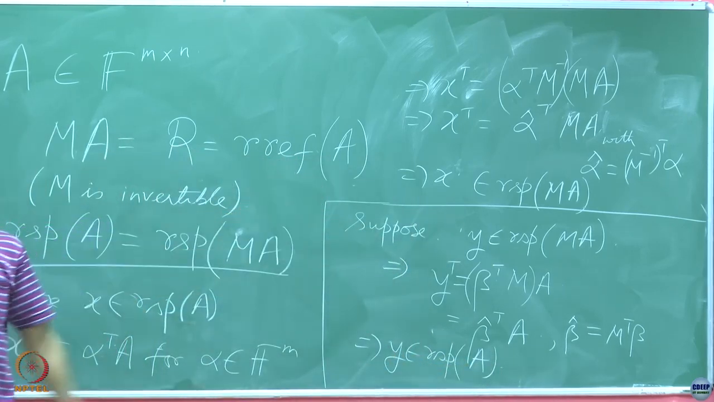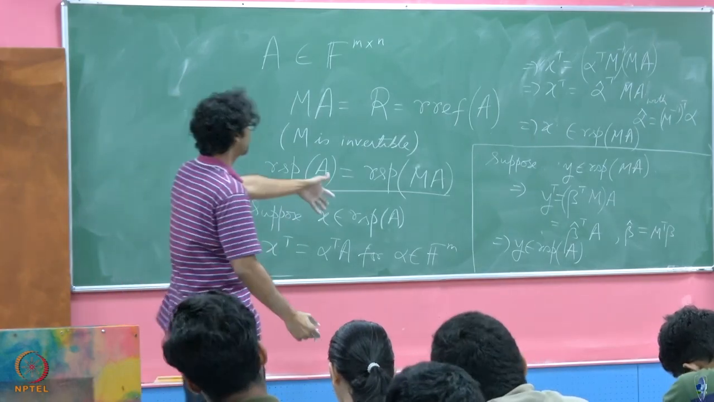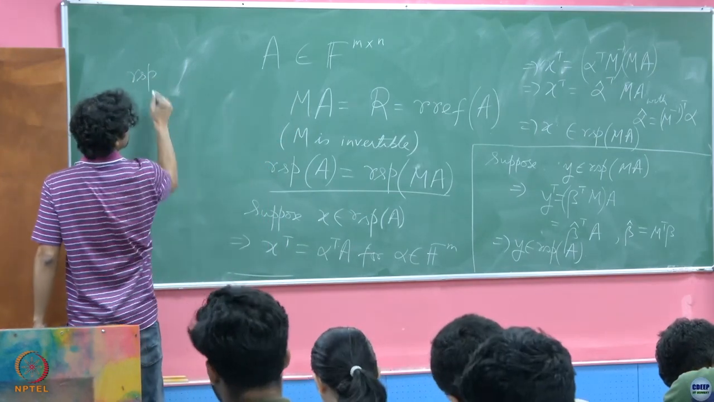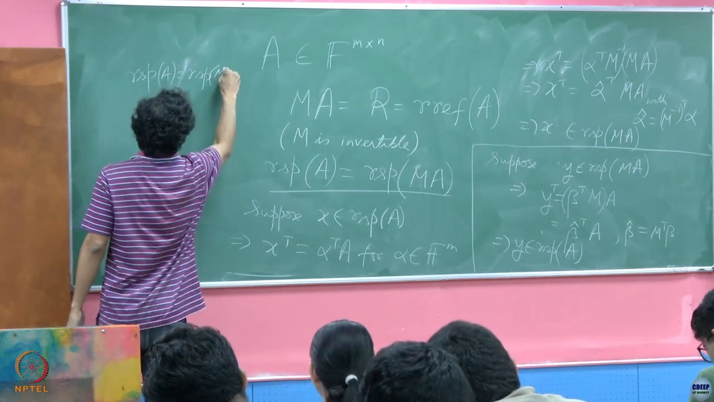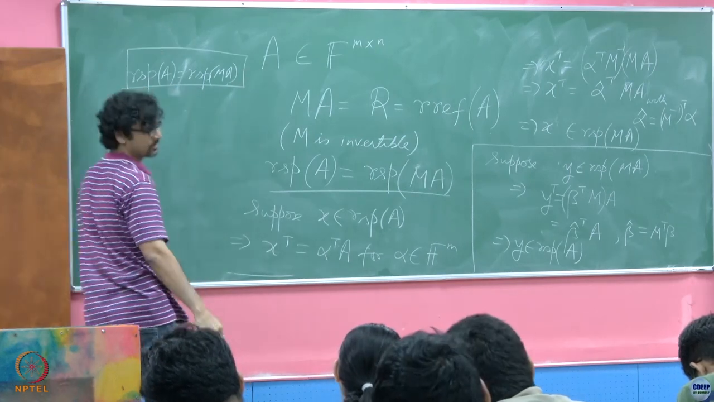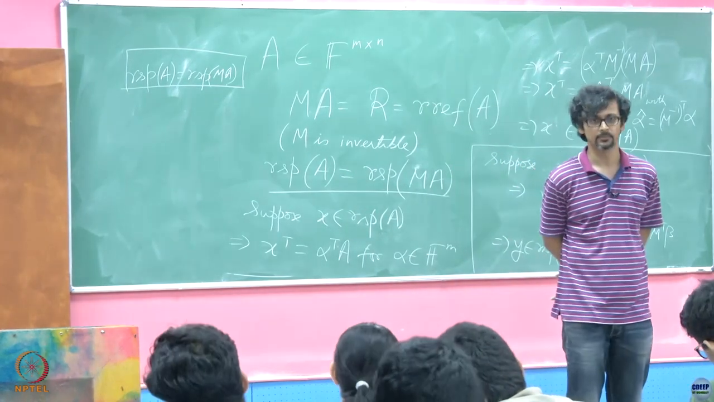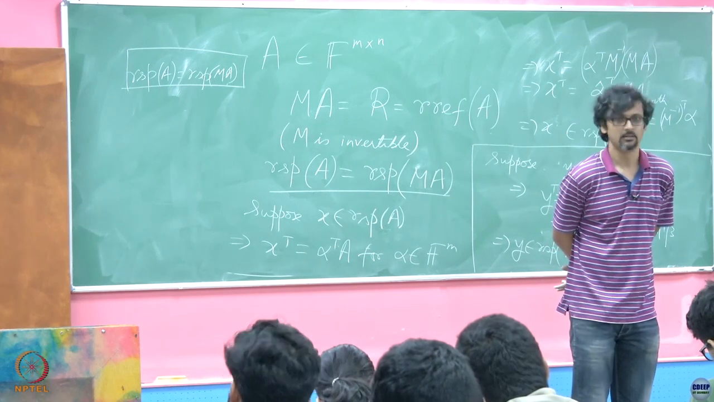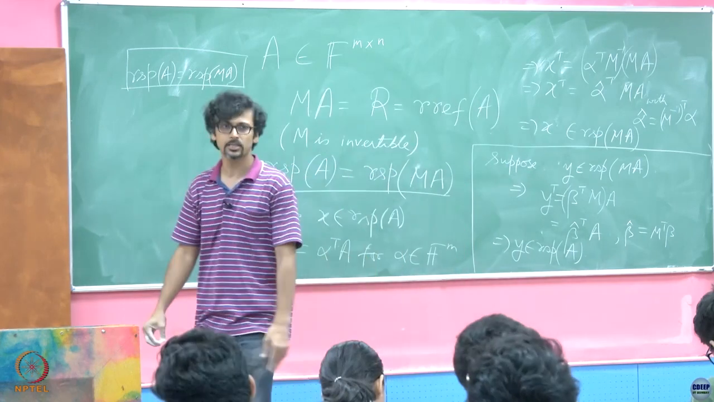So if something belongs to the row span of MA, it must belong to the row span of A. Something belongs to the row span of A, it must belong to the row span of MA. Combining these two parts, we have, of course, row span of A is equal to row span of MA as required. But that also means that if they are, after all, the same subspaces, then the dimensions must be equal. It's the same object after all. So their dimensions must also be the same.